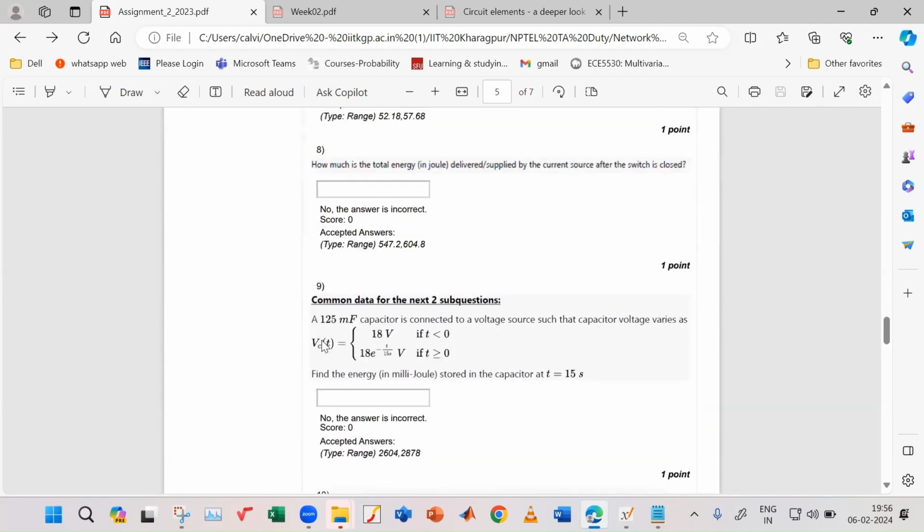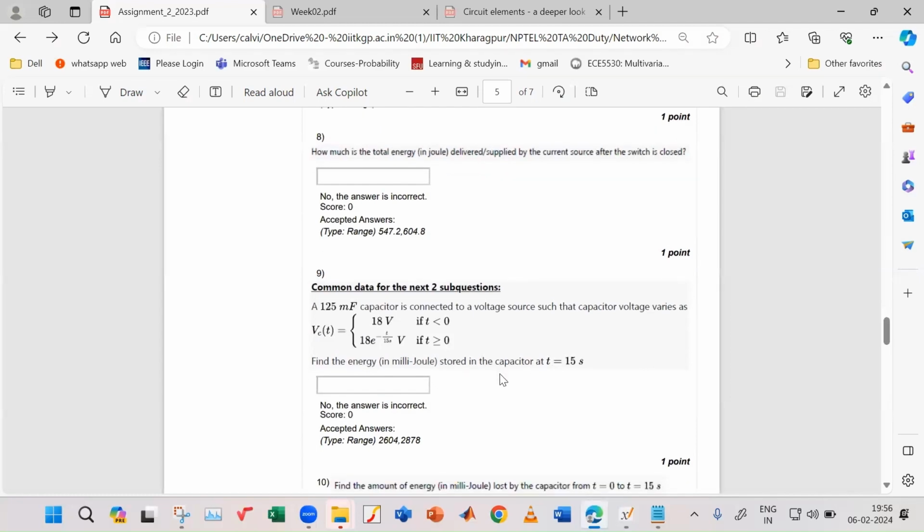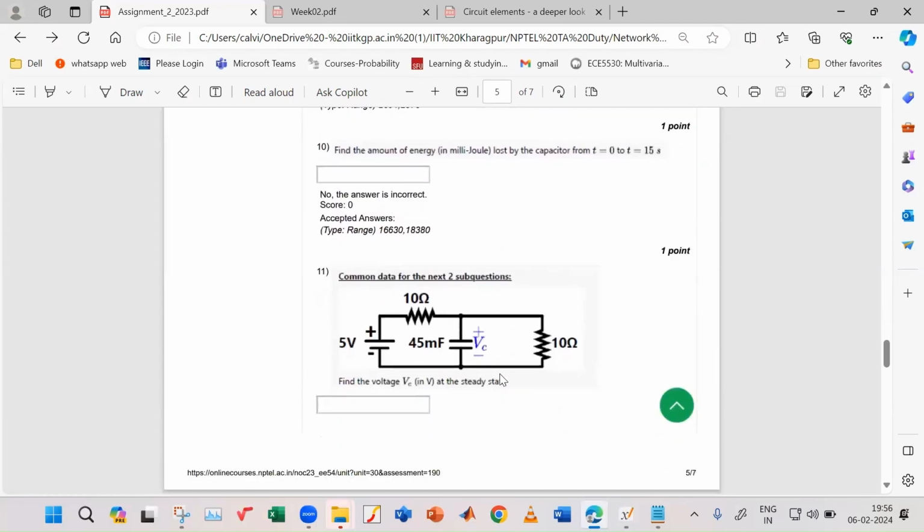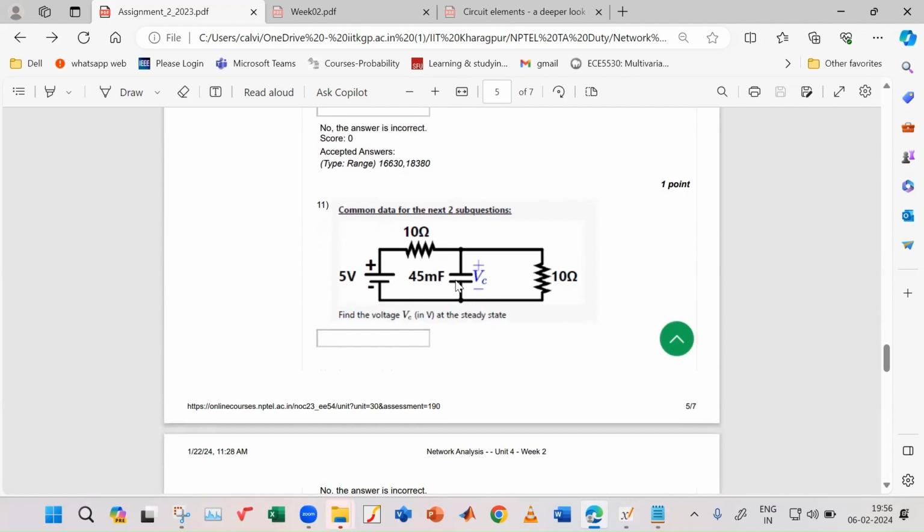In this question, the voltage across the capacitor is given as this. You'll have to find the voltage at this condition, and you will get the energy stored. So these questions are easy. This also is when it is in steady state. If it is in steady state, the capacitor acts as an open circuit. What will be the voltage across the capacitor? 5 volt.